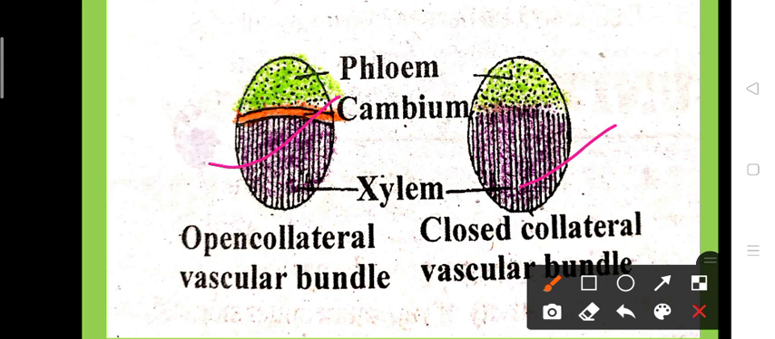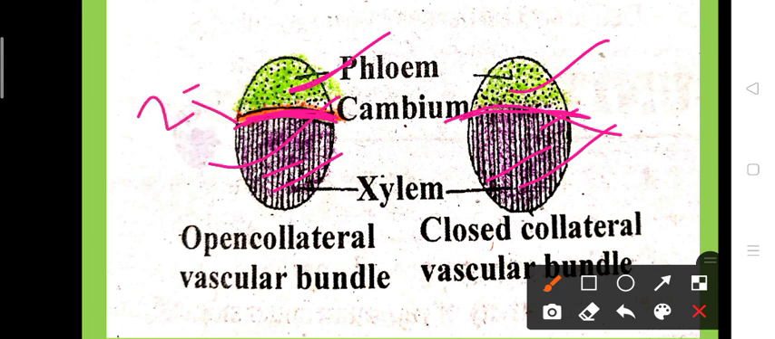Coming to the open collateral vascular bundles, in between the phloem and xylem there is cambium present. This type of vascular bundle is known as open collateral vascular bundle. Closed means in between the phloem and xylem there is no cambium present. Here cambium is absent. This type of vascular bundle is known as closed collateral vascular bundle.